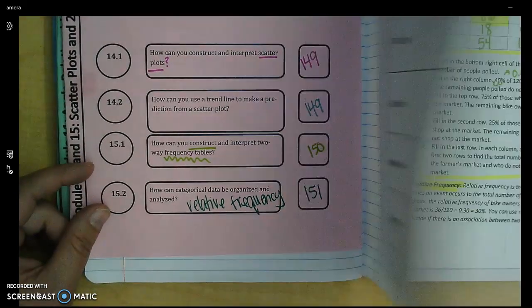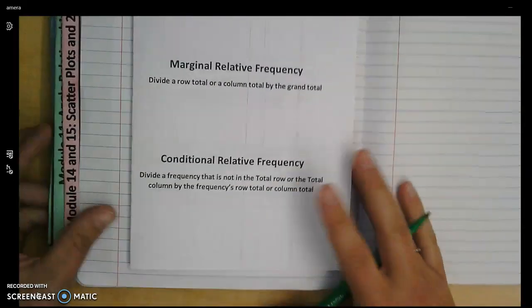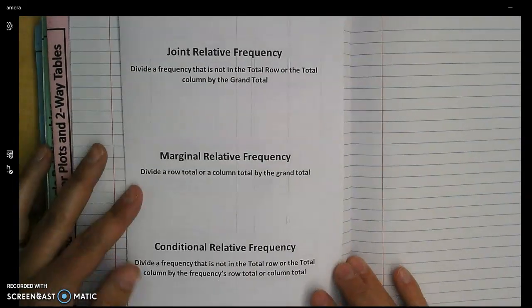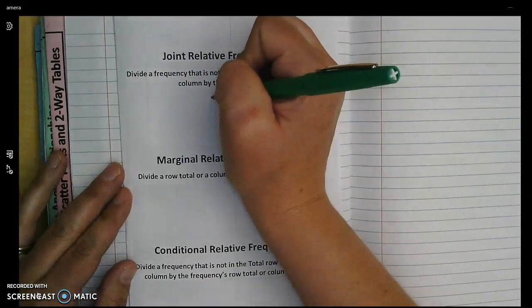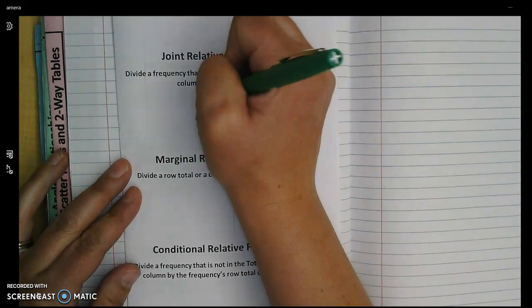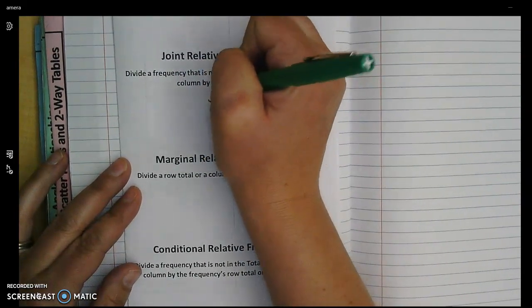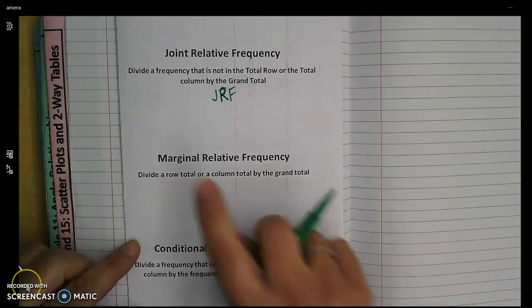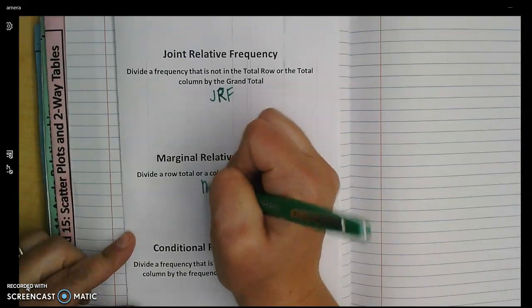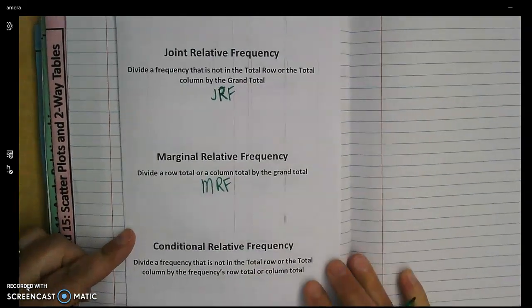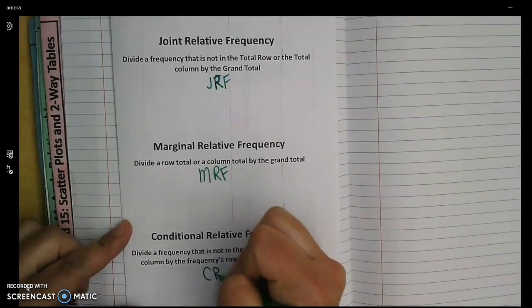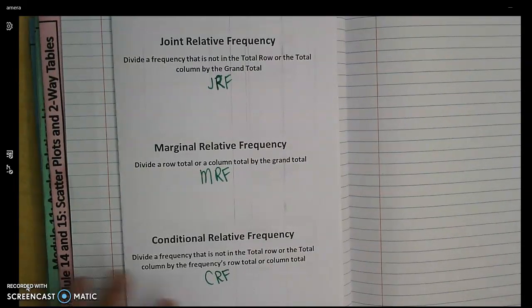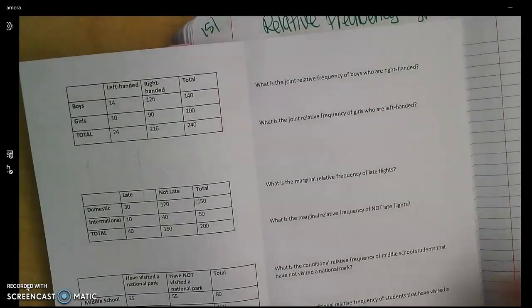Okay. So if we go back to our note taker, you'll see these are the three types of relative frequency. We have joint relative frequency, sometimes represented by the acronym JRF. We have marginal relative frequency, or MRF, followed by conditional relative frequency, CRF. So we're going to go through each type of relative frequency that we can find, and then I'll give you some examples of them. So if you open up your notebook, we have the first one.